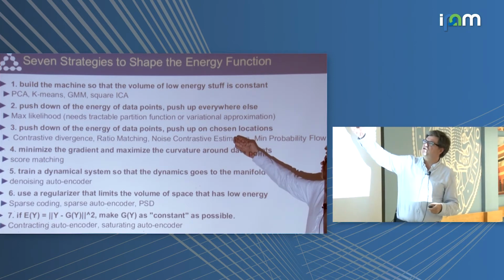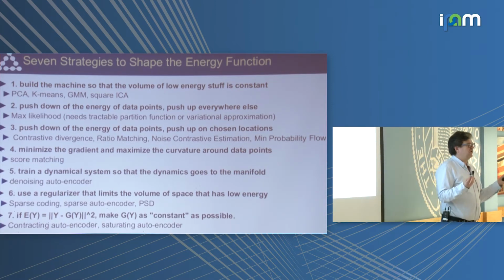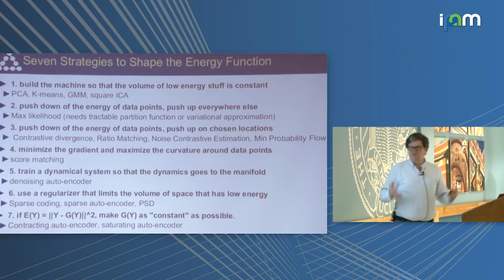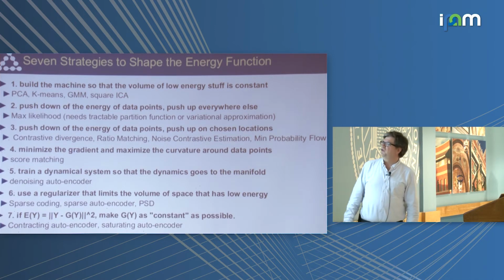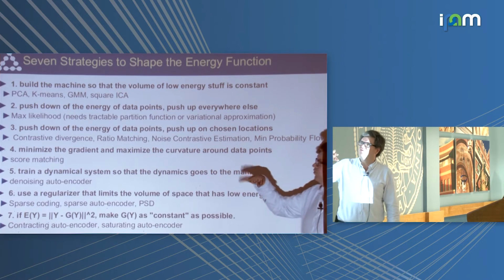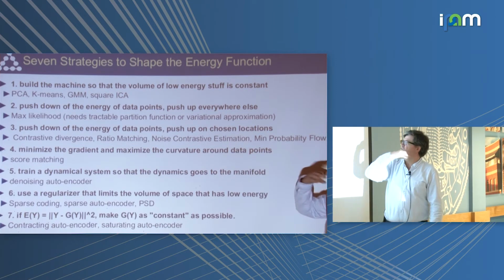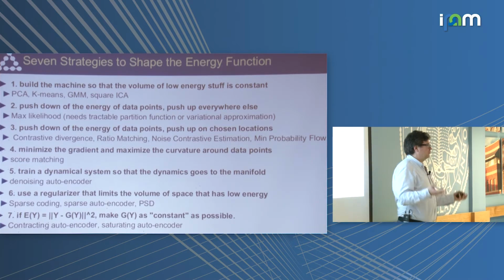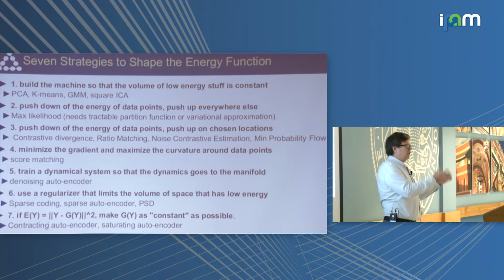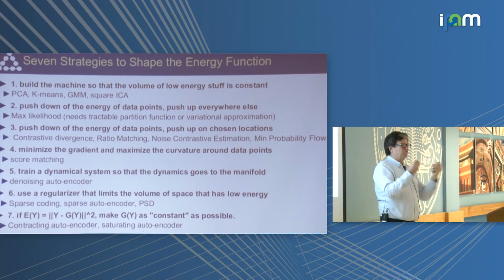Another strategy is push down the energy on data points and push up on well-chosen locations outside of the data manifold, or the area where you have data. And there's a whole bunch of methods to do this. Contrastive divergence is one of them that is used for Boltzmann machines. Ratio matching, noise contrastive estimation, minimum probability flow. And things like adversarial training are actually in that category as well. So adversarial training is the idea that you train a generator network to generate points that are outside of the manifold of data.